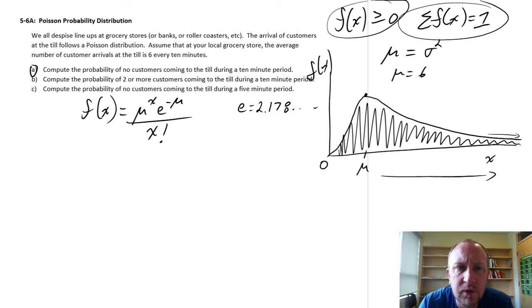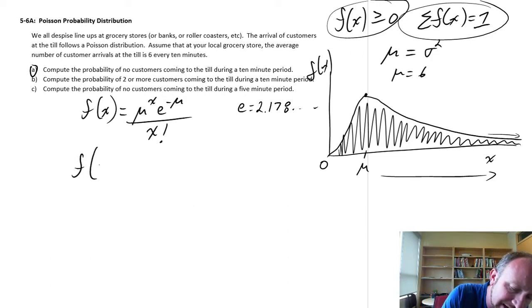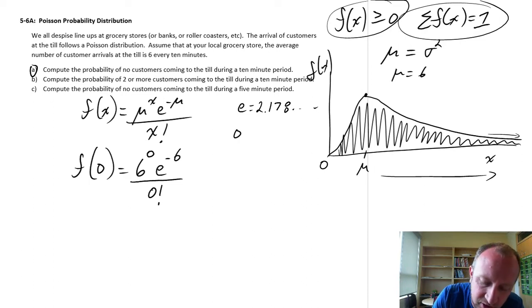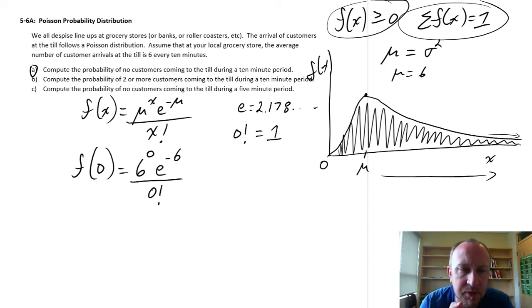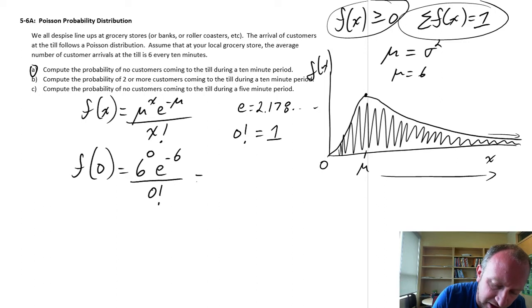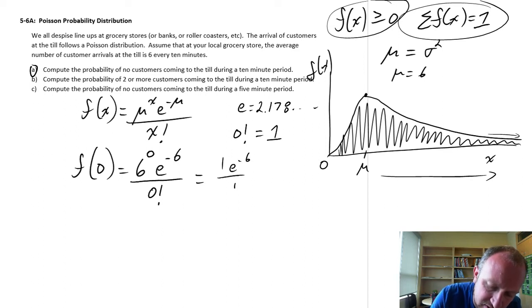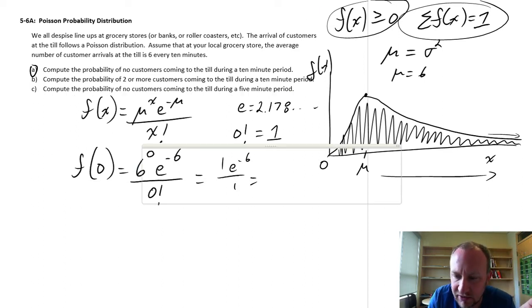So for the probability of no customers coming to the till in a 10-minute period, we're looking at the probability of zero events occurring from a Poisson distribution that has a mean of 6. And so again, that x is 0, e to the negative 6 divided by 0 factorial. And the property of the factorial function is that 0 factorial is equal to 1. Otherwise, we're in trouble. So this is simple enough. The 6, anything raised to the power of 0, of course, is 1. E to the negative 6 over 1. So this is just going to be e to the negative 6.